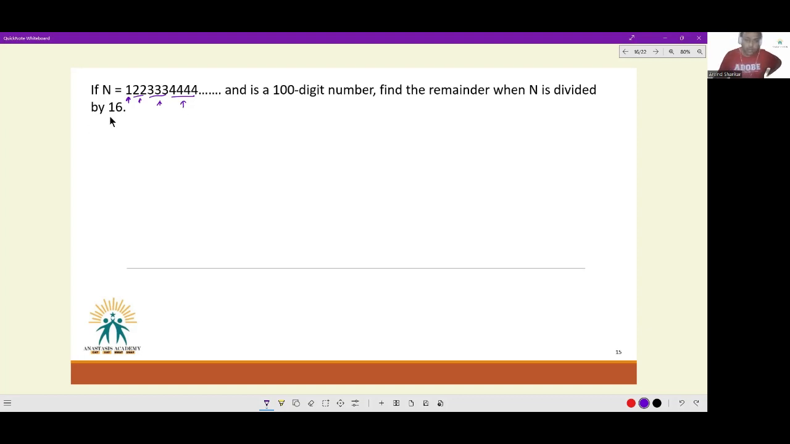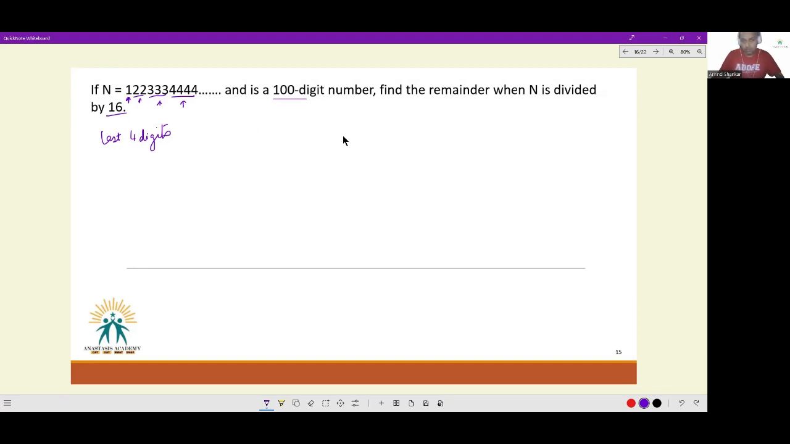Now, for remainder with 16, we need the last four digits. How do we identify the last four digits? Let's work our magic. It is a 100-digit number. The numbers are increasing in such a manner.